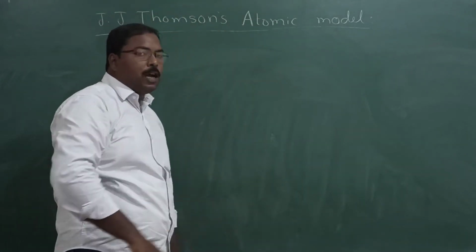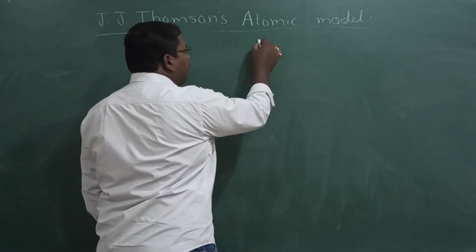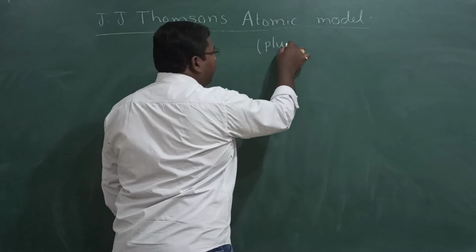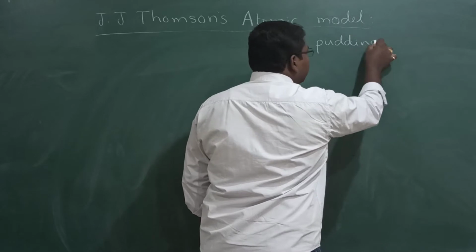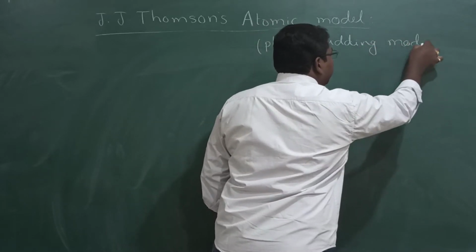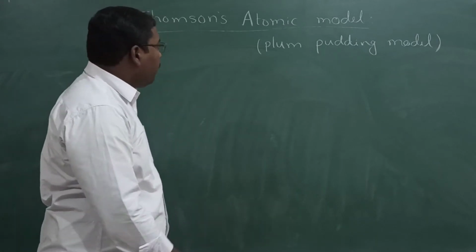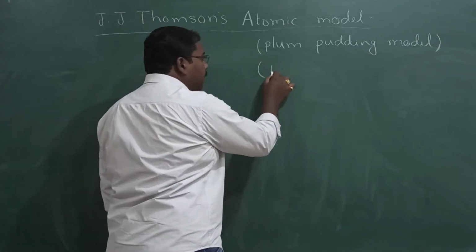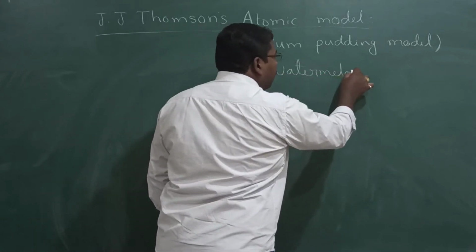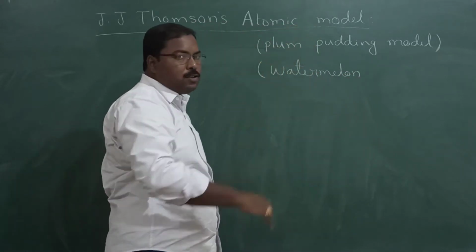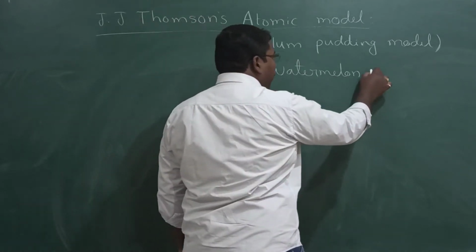Now coming to Thomson's atomic model, simply we call it. It is also known as the plum pudding model. J.J. Thomson's atomic model is also known as the plum pudding model. It is also known as the watermelon model. Thomson's atomic model is also known as the plum pudding model or watermelon model.